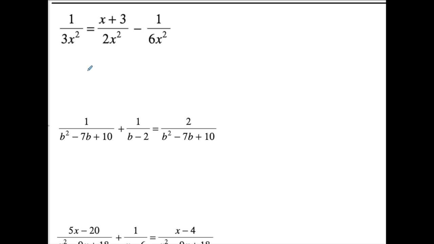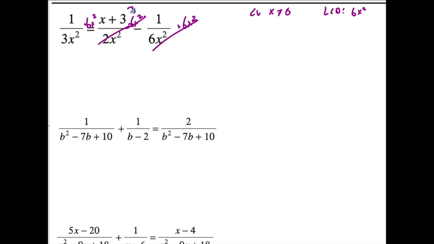Okay, so here, what we're going to do is we're first going to try to factor everything, and that's done. So the excluded value here: x is not 0. I'll keep that in mind. Now I'm going to multiply. Well, what's my least common denominator? It is 6x squared. So I'm going to multiply everything by 6x squared. This by 6x squared, this by 6x squared. Because you multiplied everything by the same thing, the equation remains balanced.